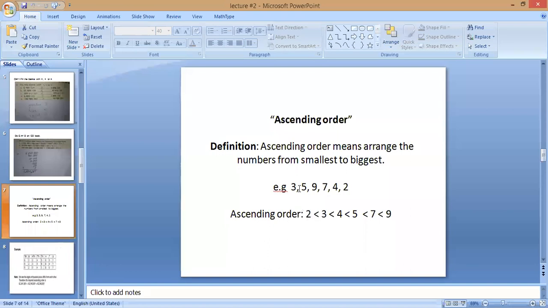You will check which one is the next one, 3 and then 4. Then similarly you can write 5, then you can write 7, and after all you can write 9. This symbol shows 2 is less than 3, 3 is less than 4, 4 is less than 5, 5 is less than 7, and 7 is less than 9. This is about ascending order. Okay. Now revise this definition for ascending order.